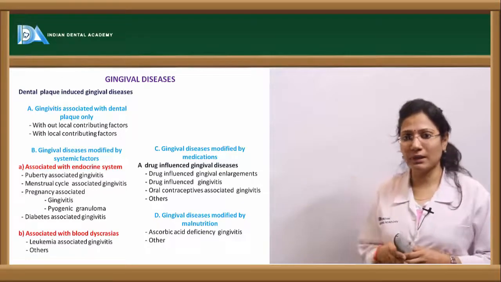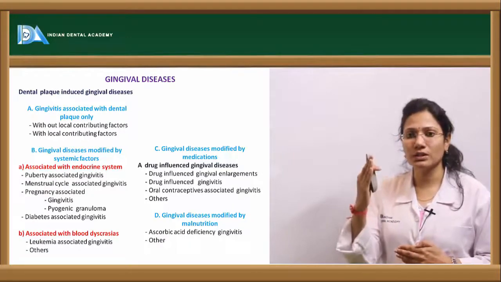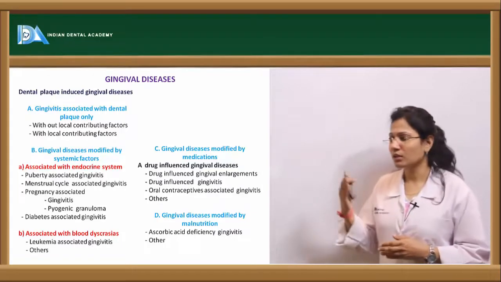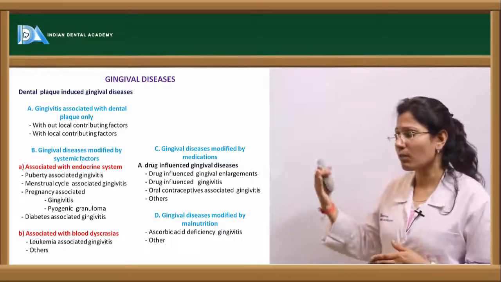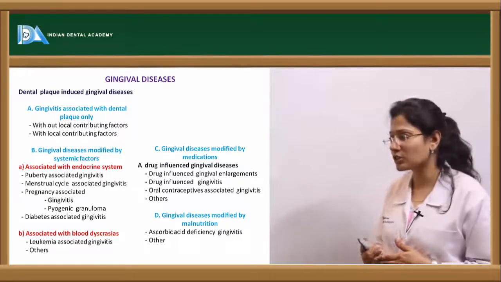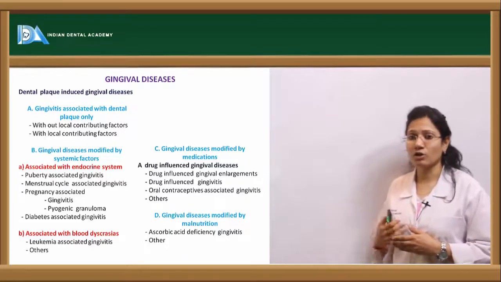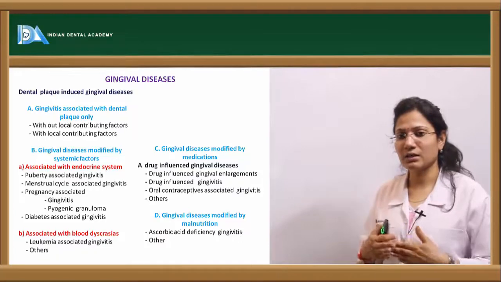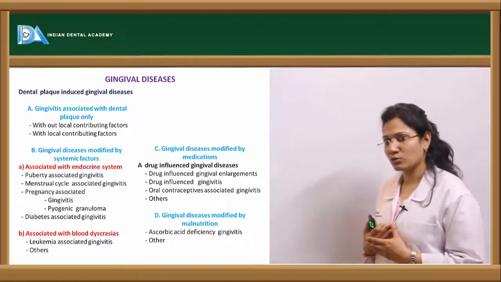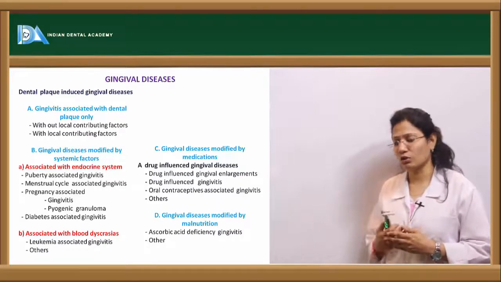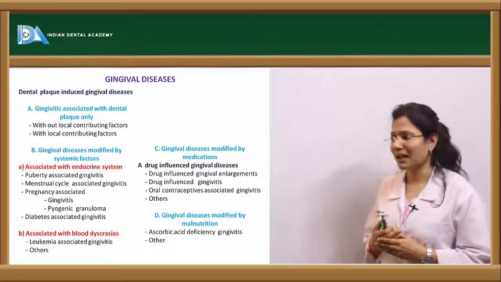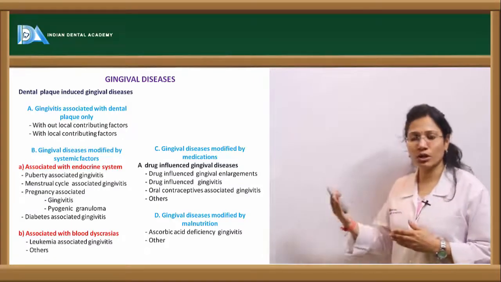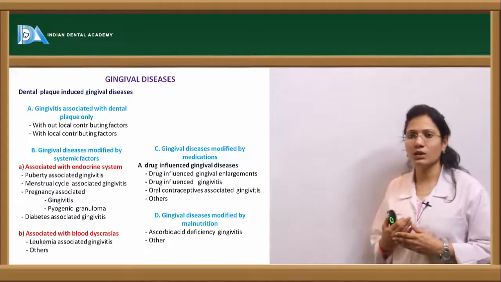And if you see the gingival diseases, the first subcategory is dental plaque-induced gingival diseases. Under this, there are 4 subheadings: gingivitis associated with dental plaque only, and then gingivitis modified by systemic factors, modified by medications, and gingival diseases modified by malnutrition. Gingivitis associated with dental plaque only is again subcategorized into with local contributing factors and without local contributing factors. The second subcategory is gingival diseases modified by systemic factors, which includes the ones associated with the endocrine system and the ones associated with blood dyscrasias.